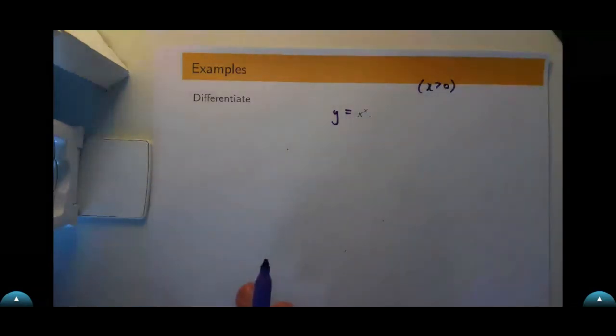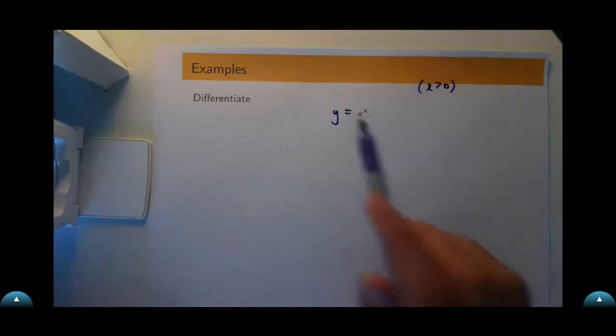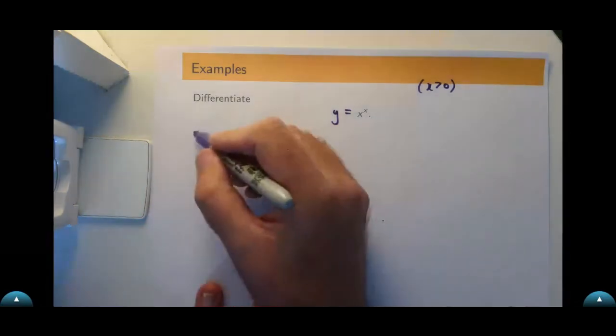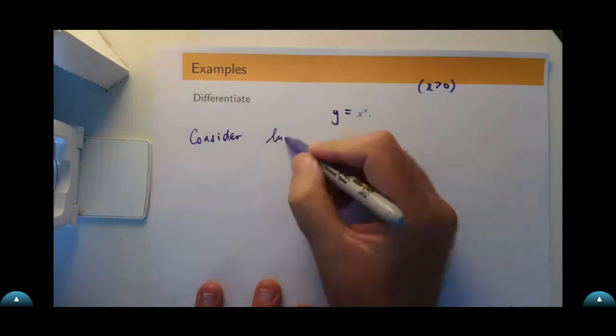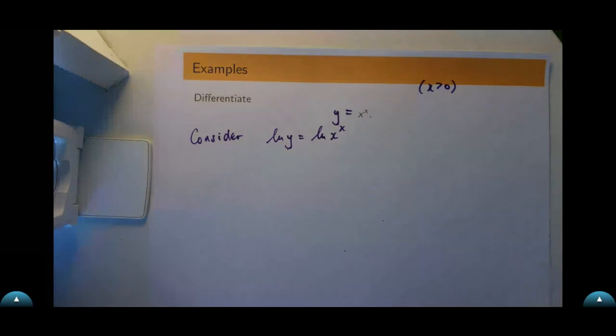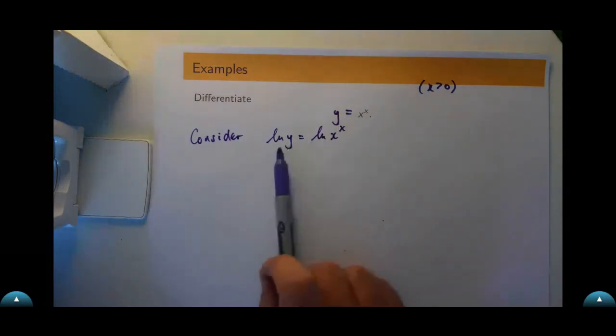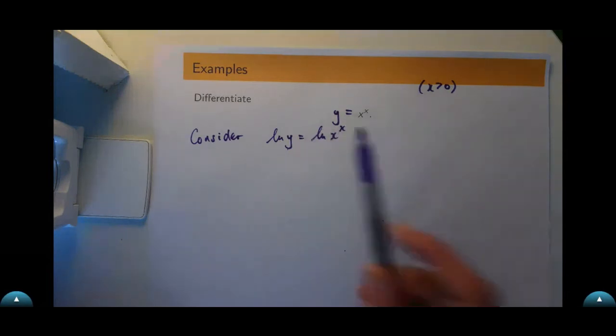I'm not worried about anything else. So based on the previous example, what did I do? Well, I took the natural logarithm of both sides and then I differentiated. So let's try that again and see if that helps us out. I've taken the natural logarithm of both sides, and what I can do is use the log laws and bring the power to the front.